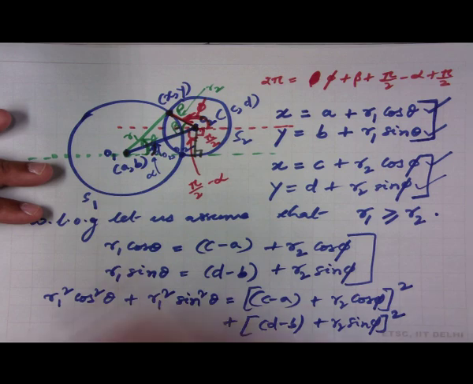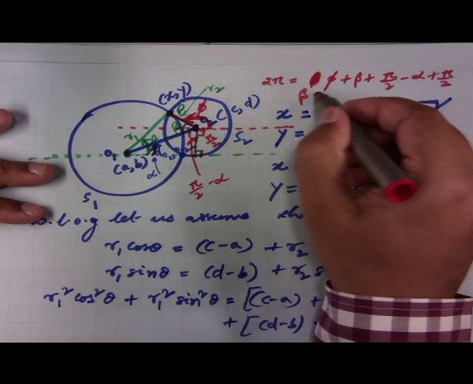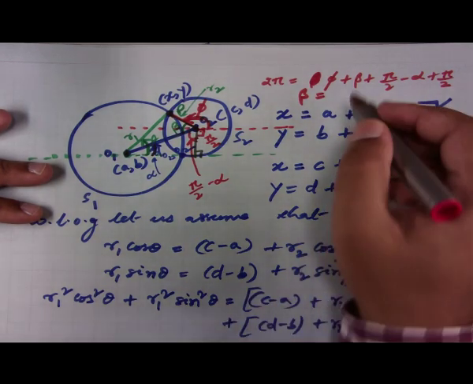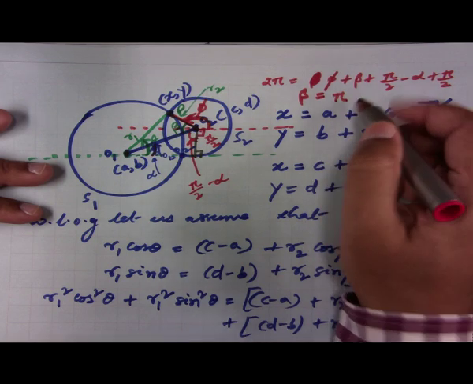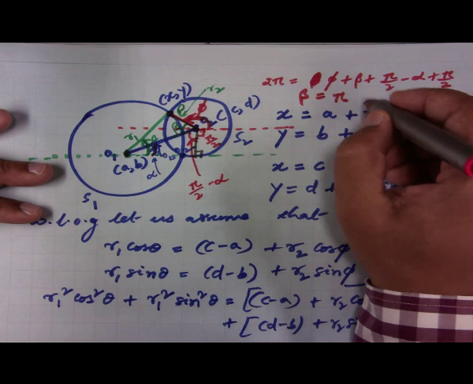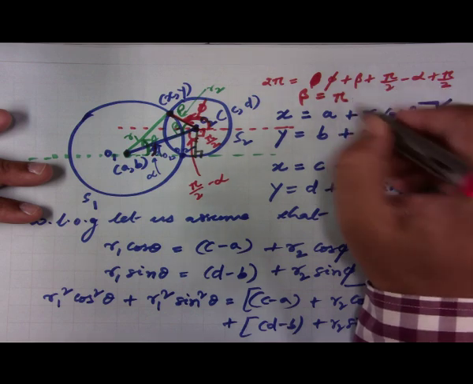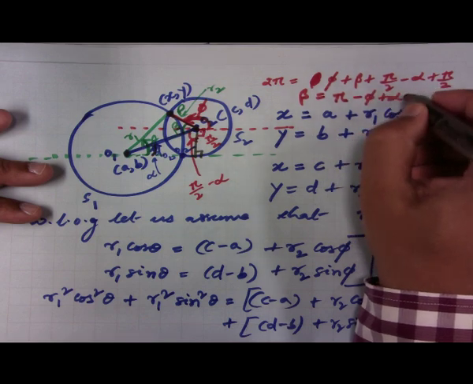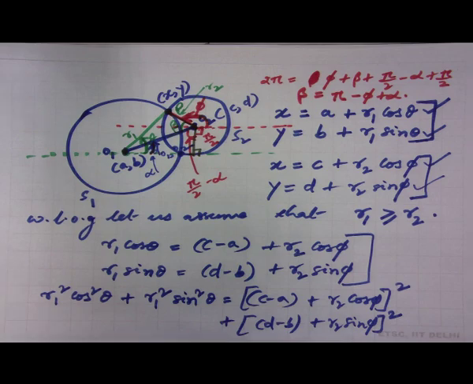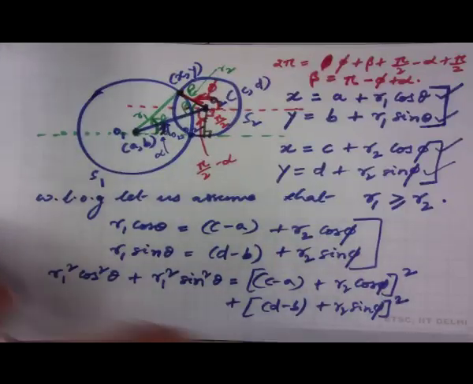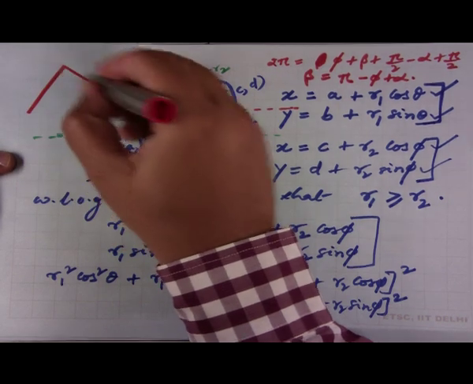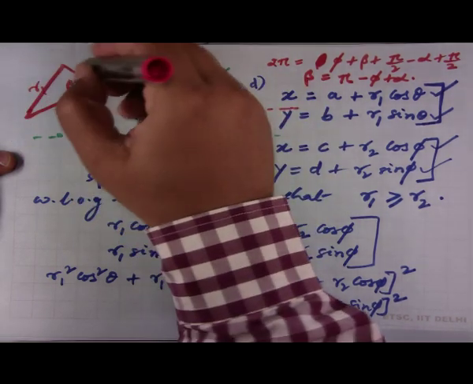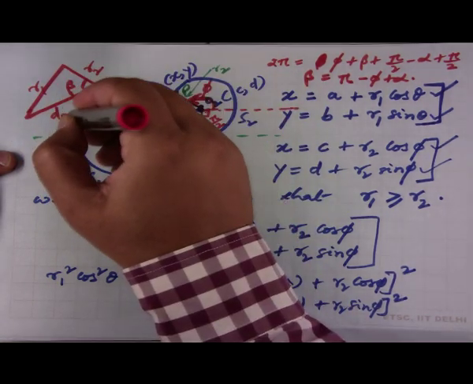So, from this equation what we will get is that this angle beta is equal to pi minus phi plus alpha. Now, let me draw this triangle over here. So, this is beta, this is R1, R2, and this is d(O1, O2).